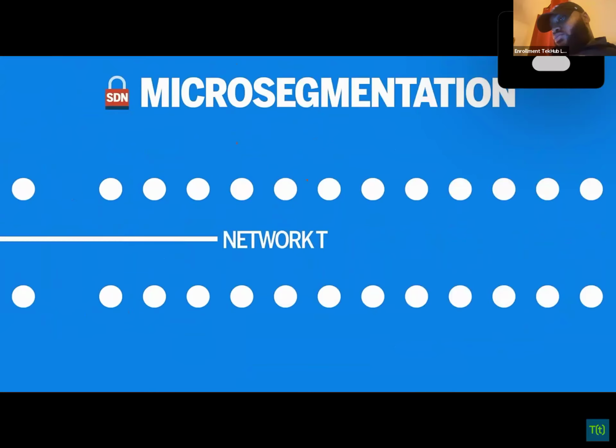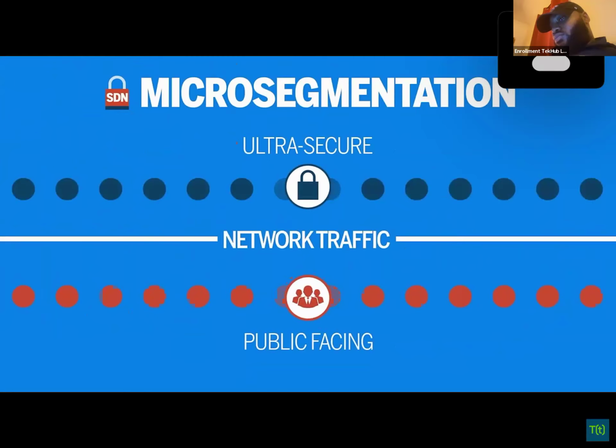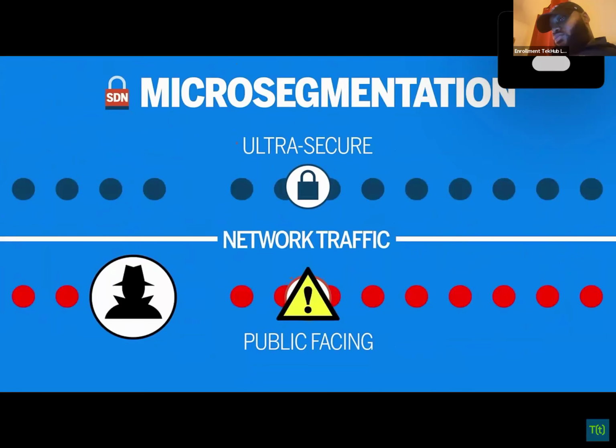Micro-segmentation is the idea of using SDN for security. Certain networks can be ultra-secure and carry sensitive data. Other networks can be public-facing. So, if a hacker gets into a public-facing web server, they are restricted to the server segment of the network. This limits the hacker's ability to access any other segments, such as secure data center networks.